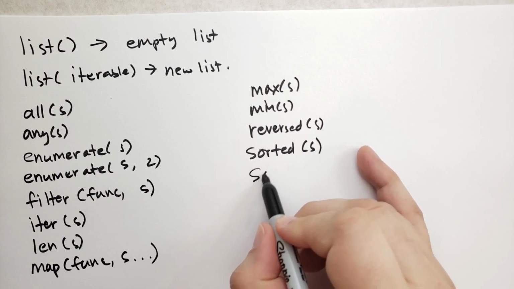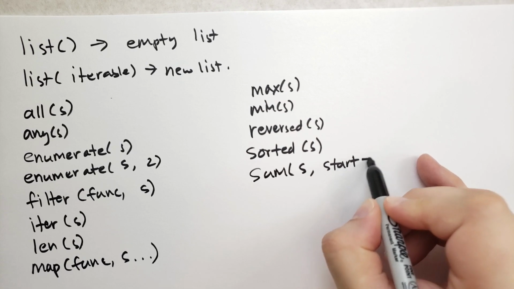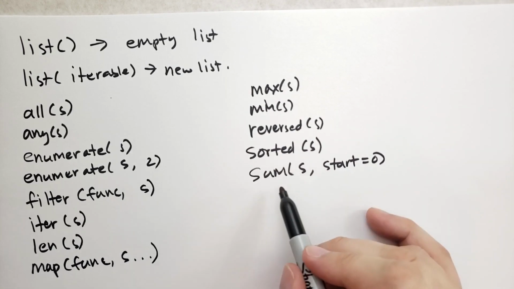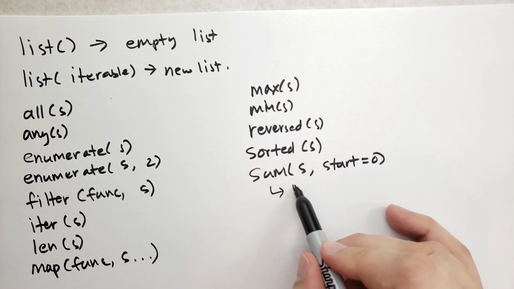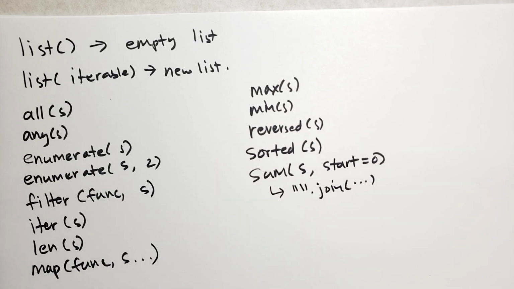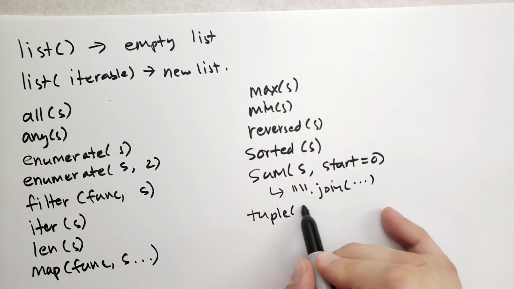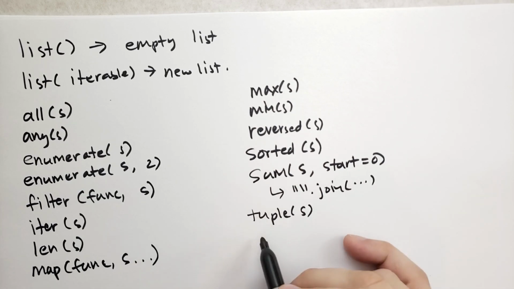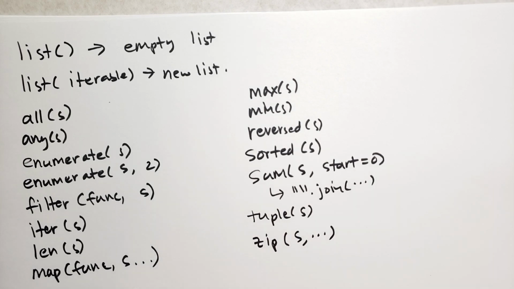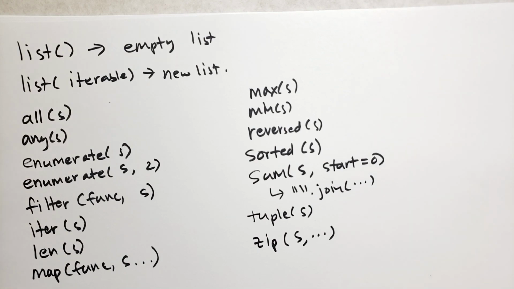And then we have sum, where you take a sequence and you can have some starting value, optionally; it starts with 0. We'll add all the elements of the list together. If you wanted to create a string from this, I encourage you to use join, the string method join on the sequence. That's a preferable method. And then we have tuple, which will take some sequence and give you a tuple. We also have zip, which will take multiple sequences and combine them together in a new sequence where each element is an item from each of these sequences.